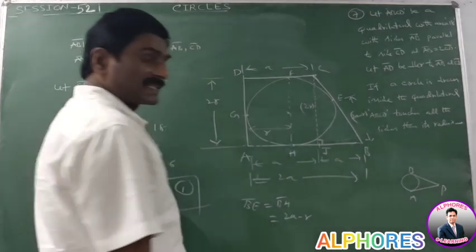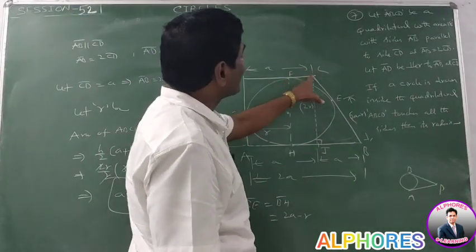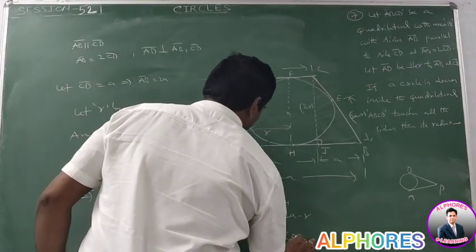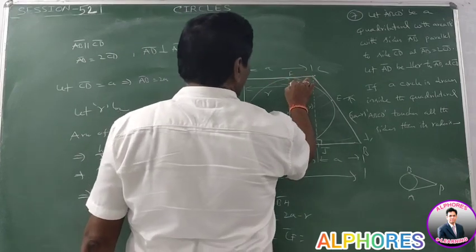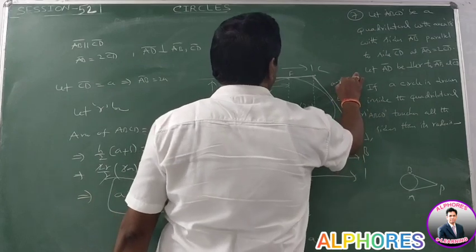Okay. Next, C is also an external point. CF is equal to CE. What is the value of CE? CE is equal to CF. For getting CF, what is this length? This length is equal to R units. What is this value? A minus R. CF is equal to A minus R. This length is equal to A minus R.